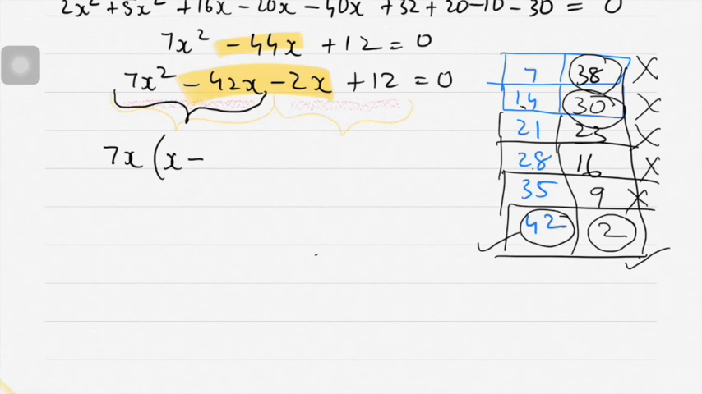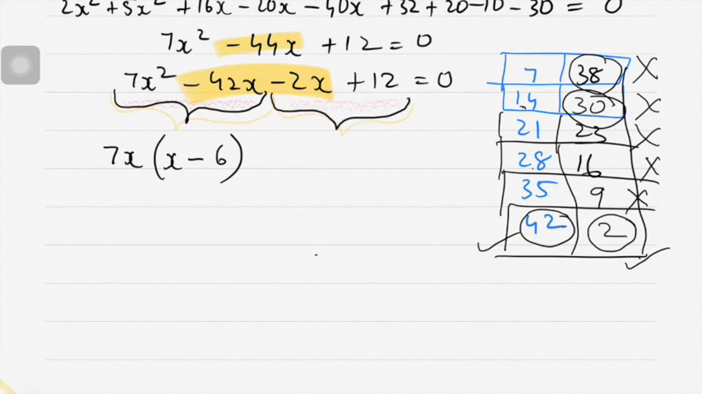The middle sign would be minus, correct? From 42x, x you have taken out. From 42, 7 you have taken out. How much is left? 6 is left, correct? That's why 7 into 6 is 42. So 7 into minus 6 would be minus 42.